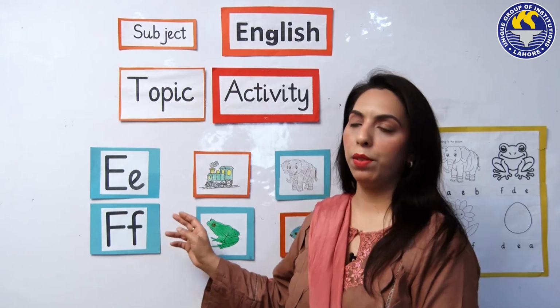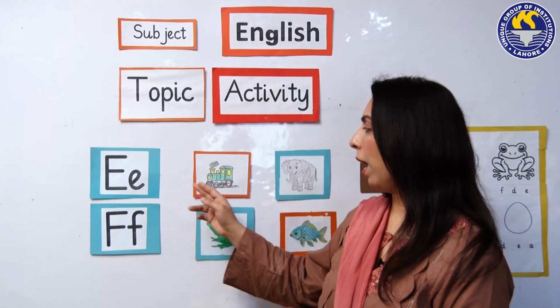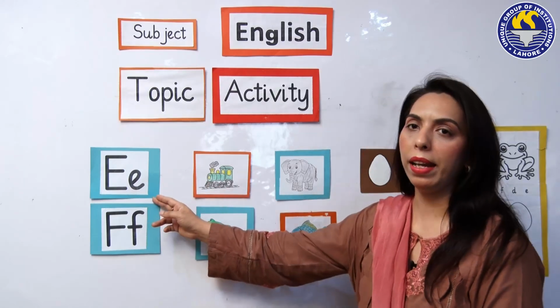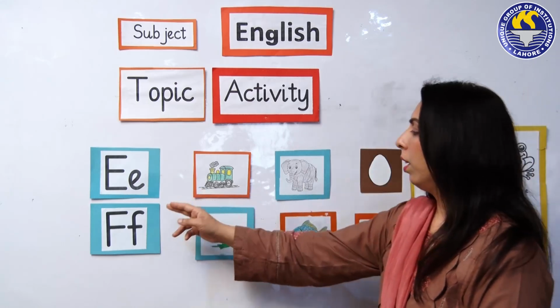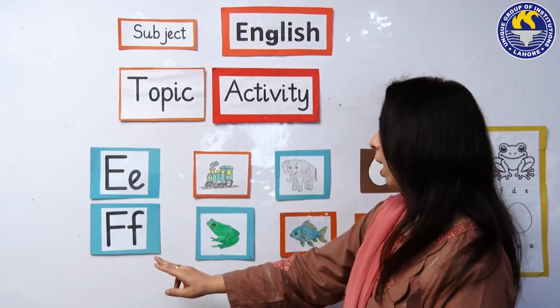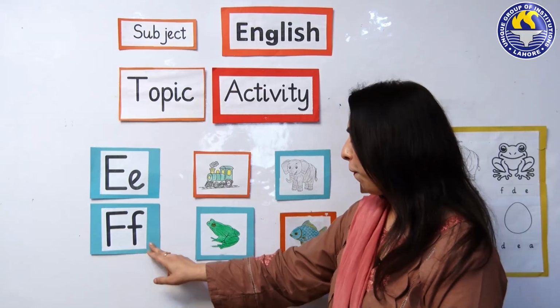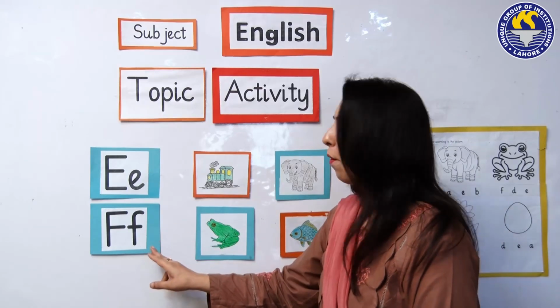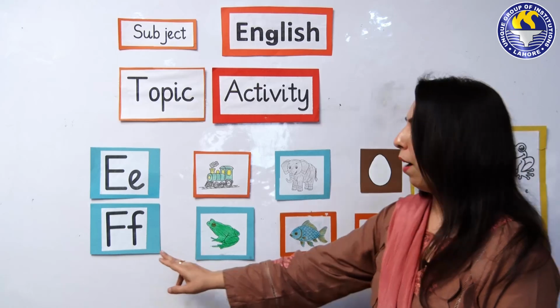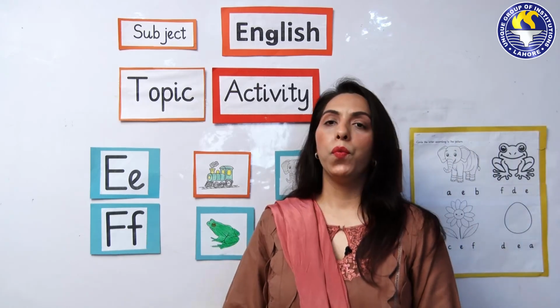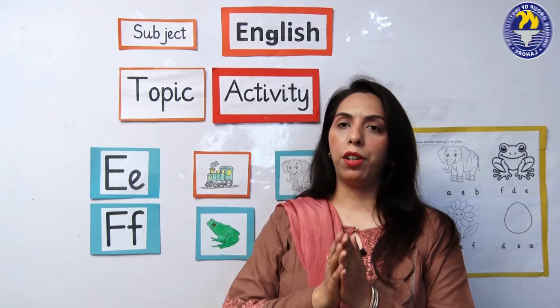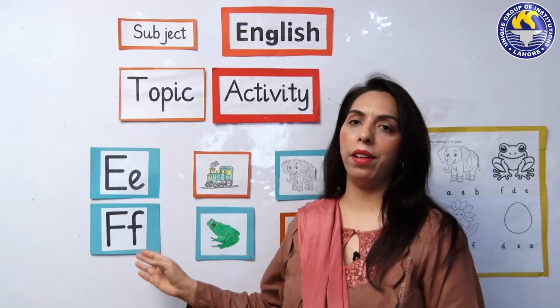Now let's read its vocabulary. E, a, engine. E, a, elephant. E, a, egg. Now letter F. F, f, frog. F, fish. F, fence. And now we are going to conduct the activity of letter E and F.